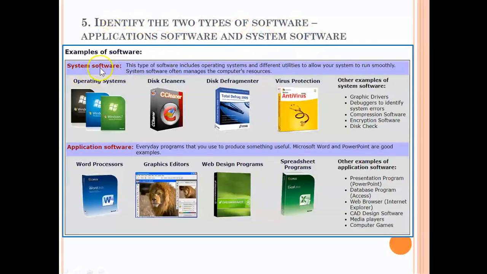Identify the two types of software. They pretty much tell you what they are: application software and system software. Whenever they're talking about software, you have to be able to describe each of these: system and application.